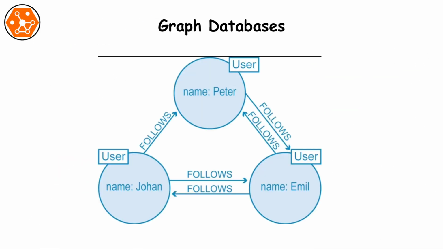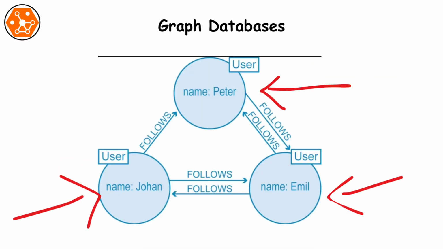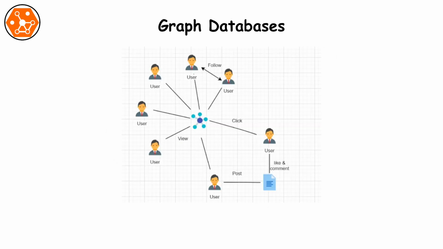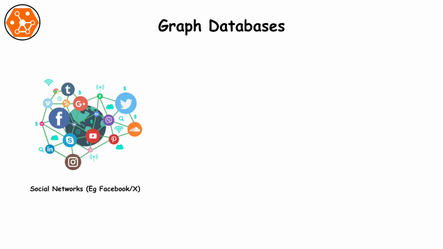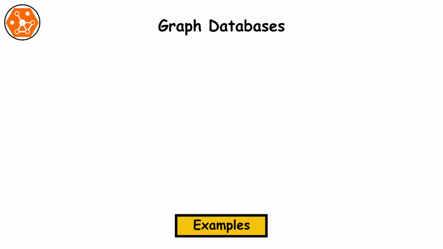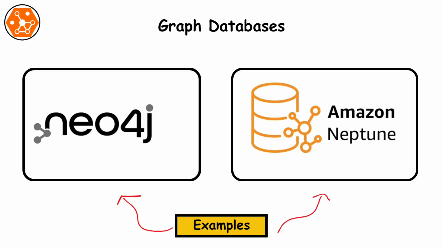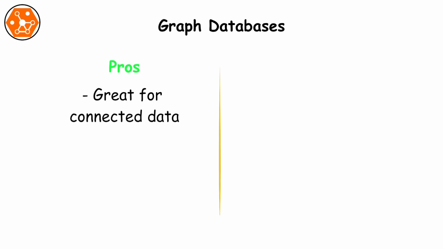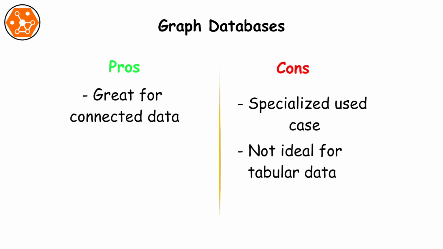Graph databases. Want to map relationships like who follows whom or what connects what? Graph databases store nodes and edges instead of rows and columns. They shine in social networks, recommendation engines, and fraud detection. Examples: Neo4j, Amazon Neptune. Pros: great for connected data. Cons: specialized use case, not ideal for tabular data.